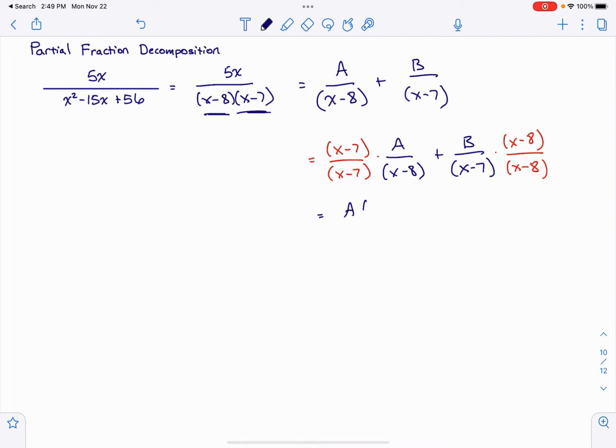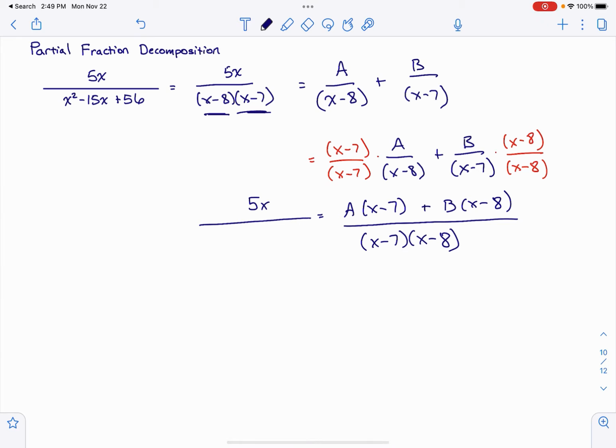Now we've got A times (x minus 7) plus B times (x minus 8) all over (x minus 7)(x minus 8). Observe that this is still equal to 5x over (x minus 7) times (x minus 8). Since the denominator is the same on both sides of the equation, we can essentially ignore it by multiplying both sides by (x minus 7)(x minus 8) to come up with the following: 5x equals A times (x minus 7) plus B times (x minus 8).